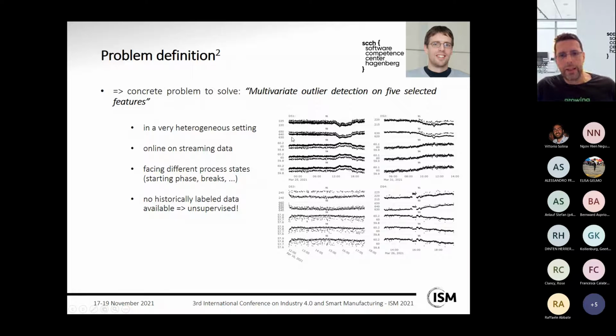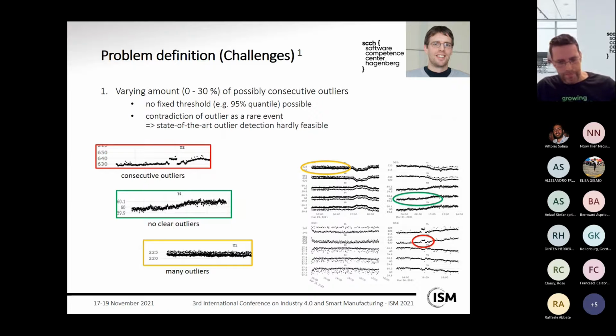Here on the right side, you see four such examples of data streams, and one sees that these data streams can differ quite a lot, coming from different machines for different products, and different process states. I will now state the main challenges we had to face in this setting that actually hindered us from simply applying standard outlier detection methods.